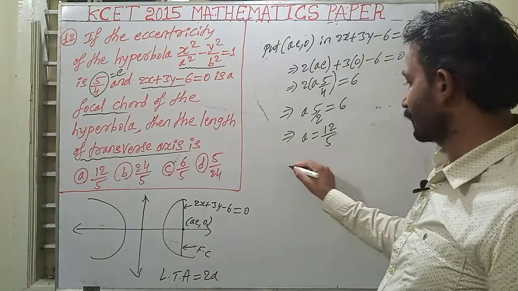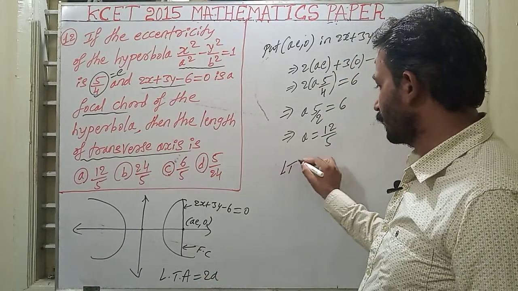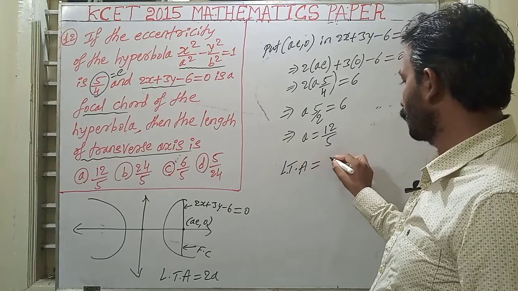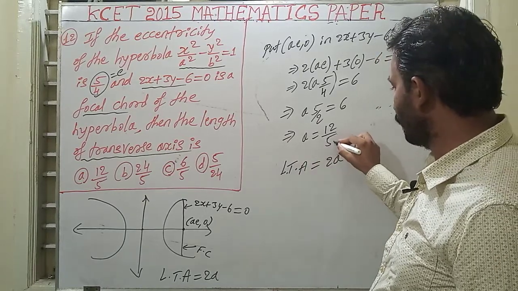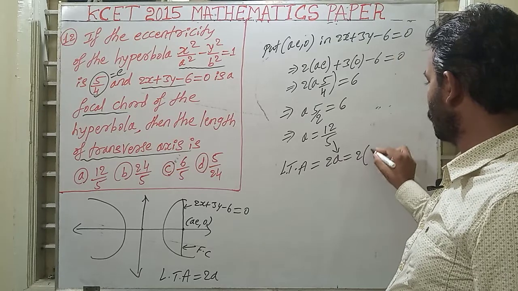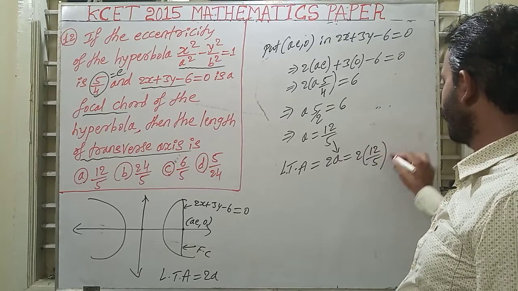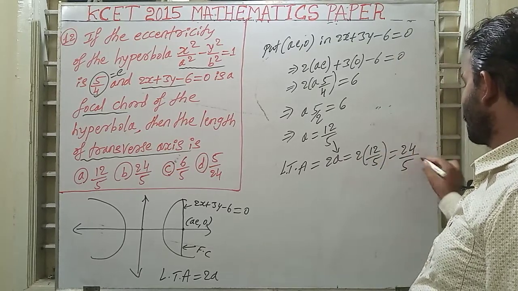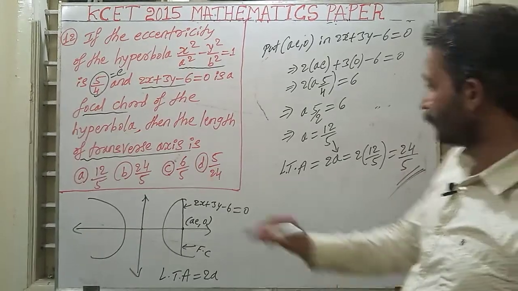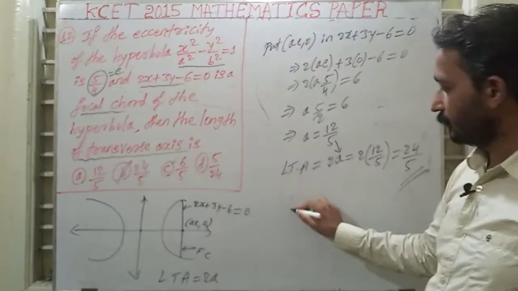Now the length of the transverse axis is equal to 2 into A. Substitute the A value in this place. 2 into 12 divided by 5. So 24 divided by 5 is the answer. Okay. So therefore option B is correct.